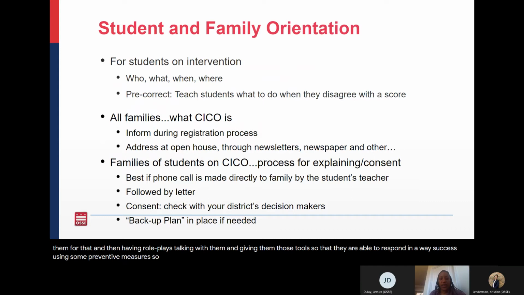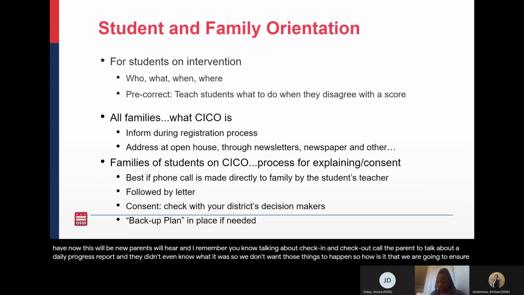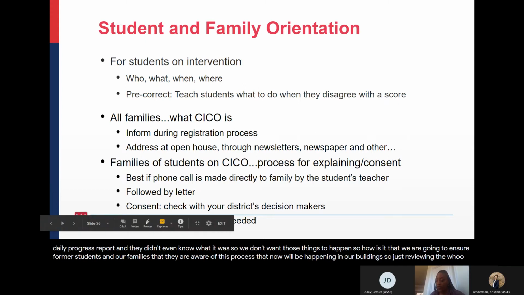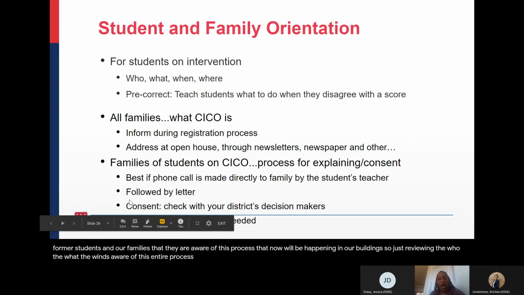So how is it that we are going to orientate our families and students to all of these new systems that we have now? This will be new. Parents will hear, and I remember, talking about check-in and check-out, calling a parent to talk about a daily progress report, and they didn't even know what it was. So we don't want those things to happen. So how is it that we are going to ensure for our students and our families that they are aware of this process that now will be happening in our buildings? So just reviewing the who, the what, the when, the where of this entire process. This helps with establishing your routine.